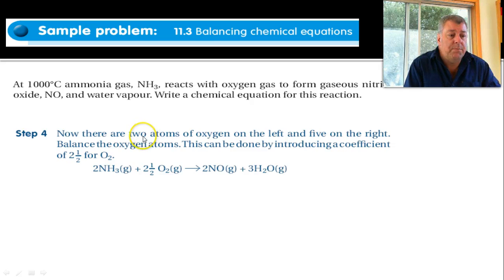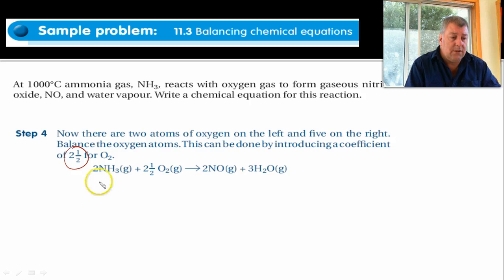Right. Now to balance the oxygens, because we had 2 on the left and 5 on the right, we introduce a coefficient of 2.5. Now this is a little bit tricky, and not everyone uses this technique. This is where you use a fraction to balance, and you only use the fraction for the very last thing that you need to balance.